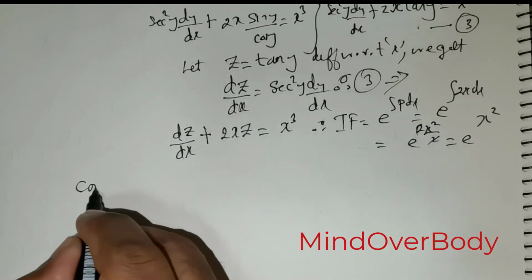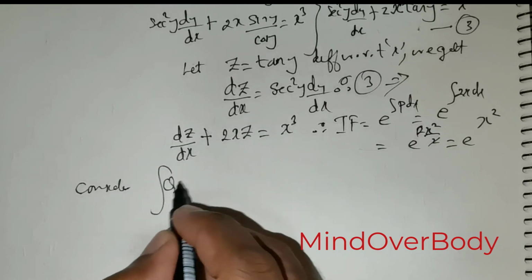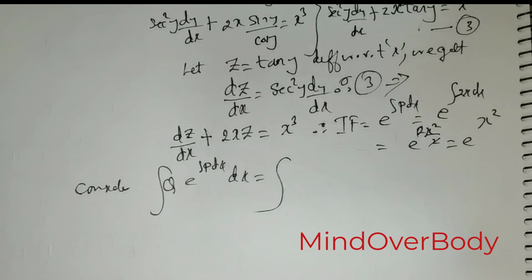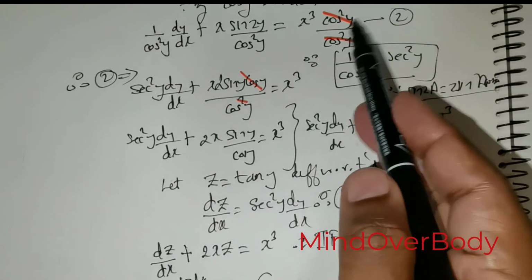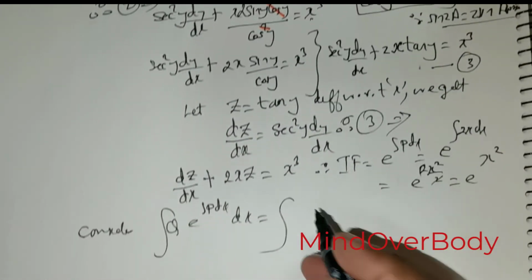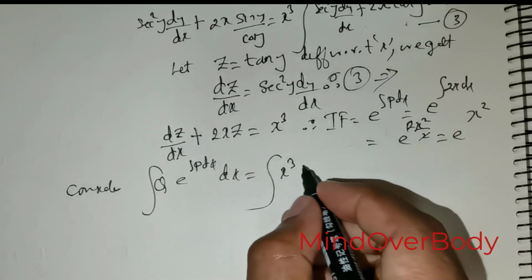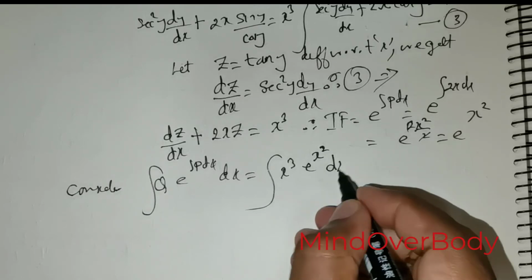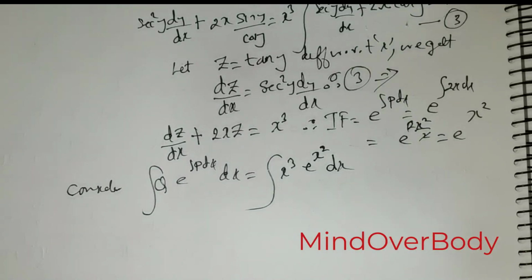Now we will consider the integral of q times e raised to the power of integral p dx times dx, which is the integral, my q is x to the power of 3, so you can place that. My integrating factor is e raised to the power of x squared times dx. So this is what I've got. Now we will have to use some techniques to obtain the solution. So we can do that.